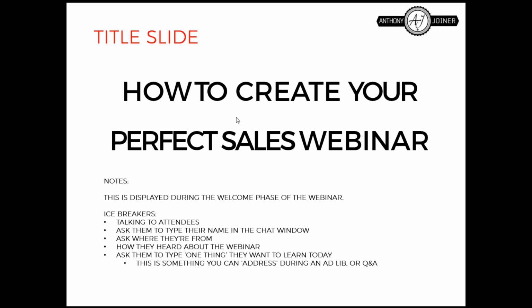So I'm from Louisiana. I typically get at least one person on a webinar that's from Louisiana. So we can talk about how awesome the New Orleans Saints are going to be this year, right? Also, you want to ask them to type one thing that they want to learn on the webinar so that you can fold that into the training that you're going to do today. And you can also address it during an ad lib or Q&A session.